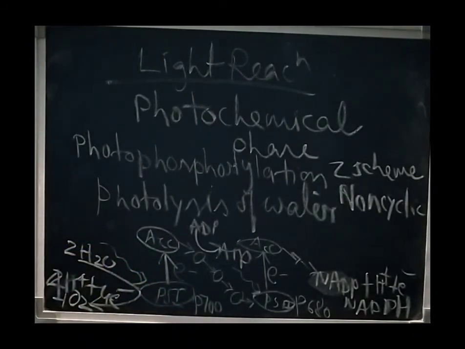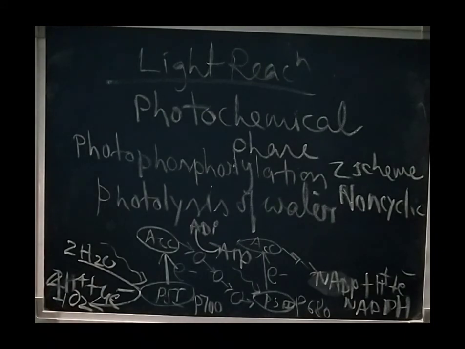P700 is involved. Cyclic photophosphorylation takes place in the stromal lamellae of the chloroplast. This happens because the stromal lamellae do not possess the enzyme NADP reductase, which is essential for reducing NADP plus to NADPH, and the excited electrons in cyclic photophosphorylation do not pass on to NADP plus, instead they get back to PS1.